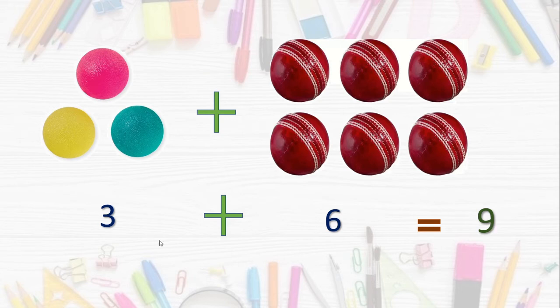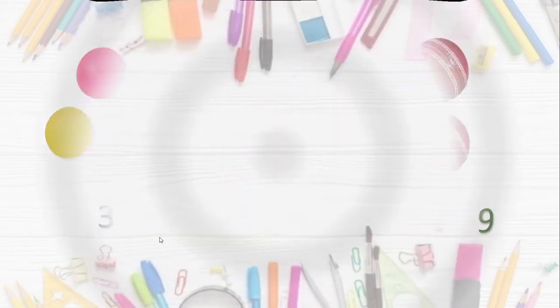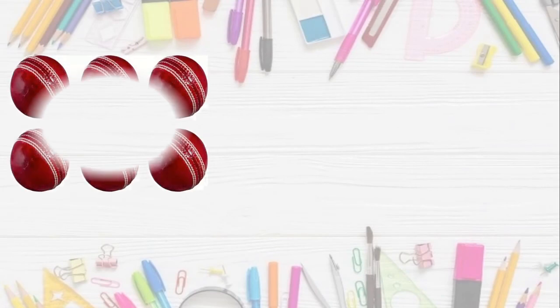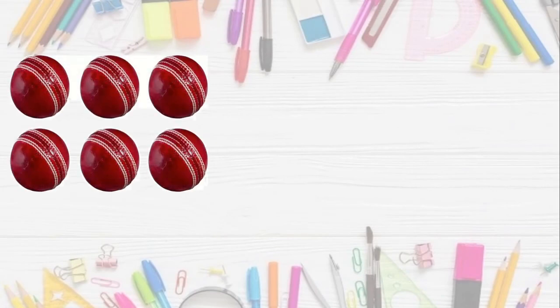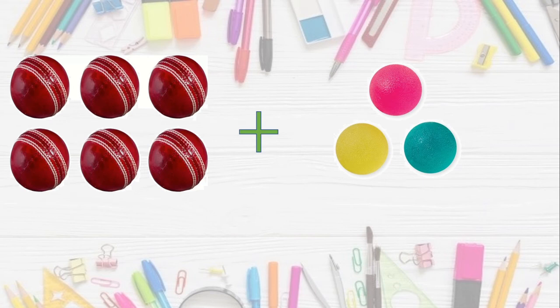Okay, I will change the order. See here. First we will take these season balls or cricket balls. Okay. Then we will take these plastic balls of different colors. First we will count this. There are 6 season balls. So 6 plus these colorful balls, they are 3 in number. So 6 plus 3, that is nothing but 9.